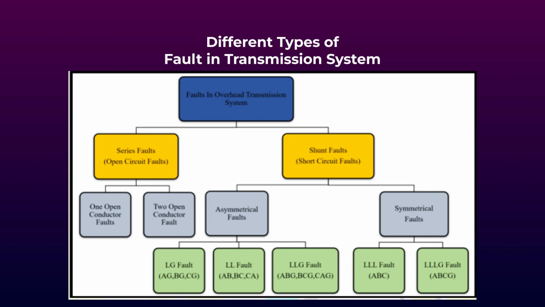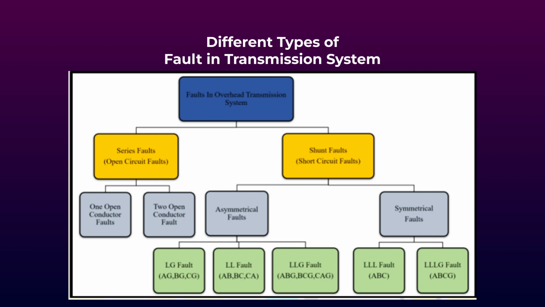Next one is the shunt or closed circuit fault. Shunt faults involve a short circuit condition where a conductive path is established between the phases or between the phase and ground. This fault causes abnormal current flow and can be further divided into symmetrical and asymmetrical faults. So, we categorize shunt faults into symmetrical and asymmetrical faults.